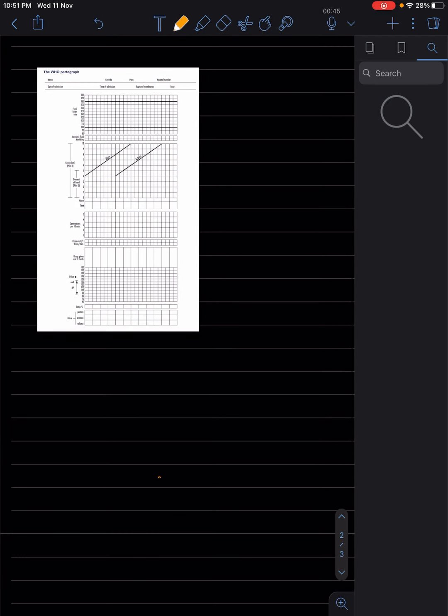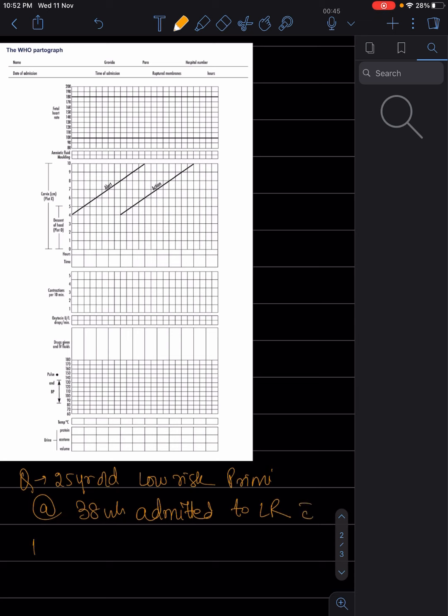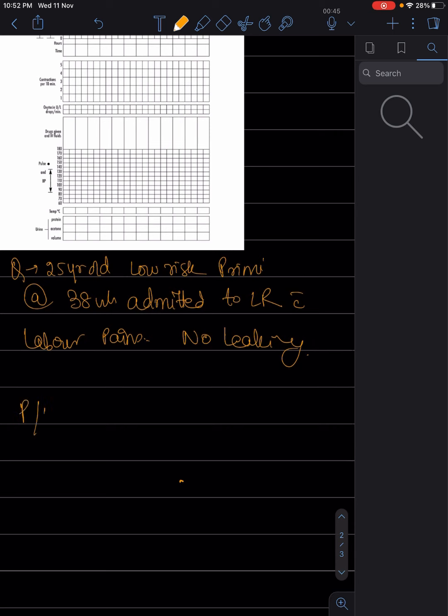Okay, now that we have done this, I'll give you a case scenario. Supposing the question says you have a 25-year-old low risk primary gravida patient coming at 38 weeks, admitted to the labor room with labor pains, and there is no leaking. Next, you'll always see her per abdomen, so on per abdomen, you'll check for her contractions.